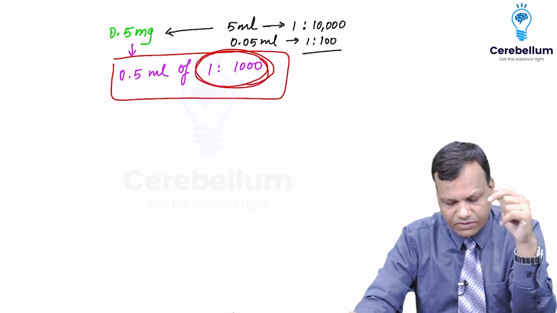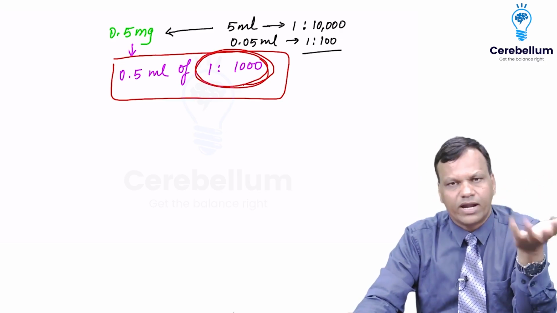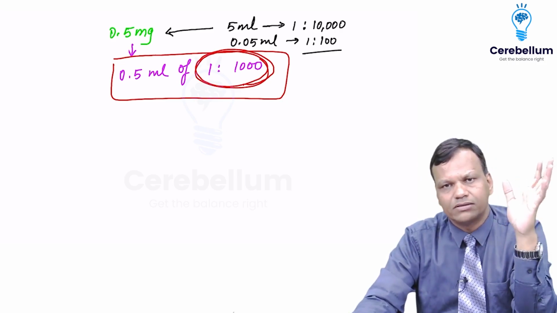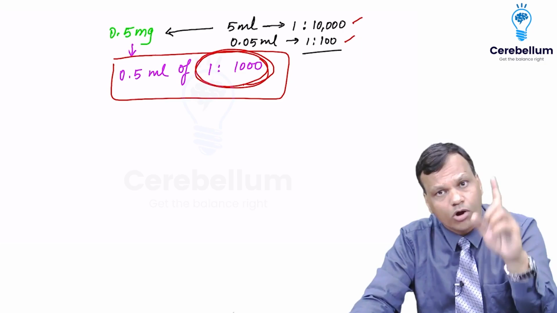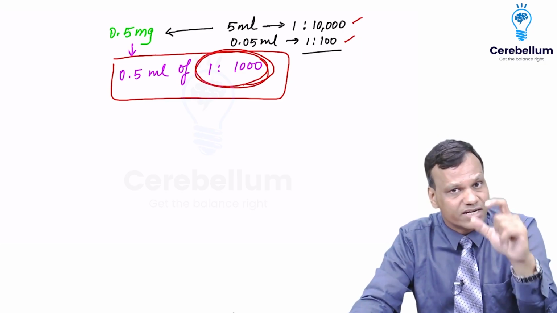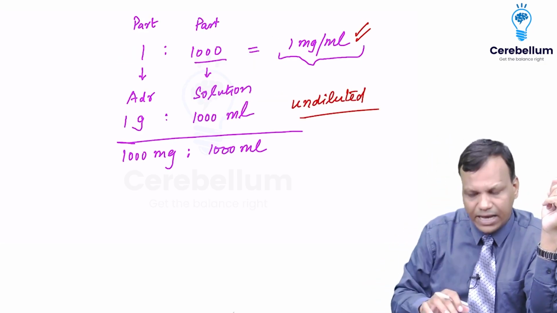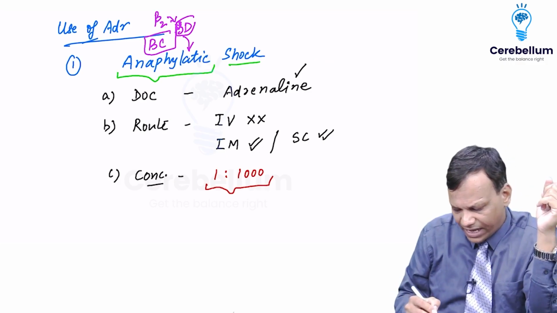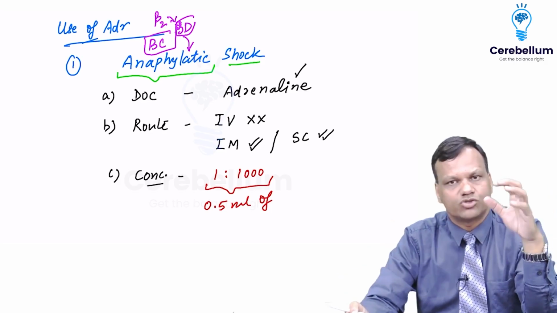In the exam, even if they write 1 milligram instead of 0.5, or they write 1 ml, or they write 0.7 ml, that can be the answer. But if they write 1:10,000 or 1:100, do not mark that. So concentration is important, dose is not that important. So adrenaline in anaphylactic shock is given as 0.5 ml of 1:1000 solution.